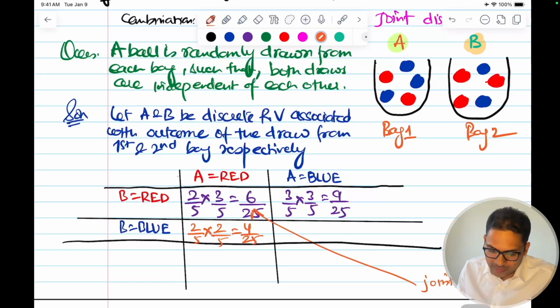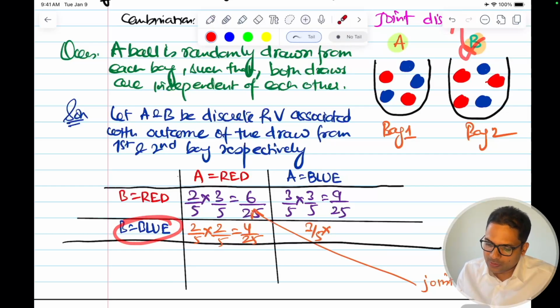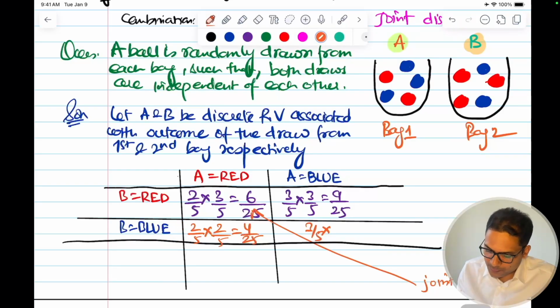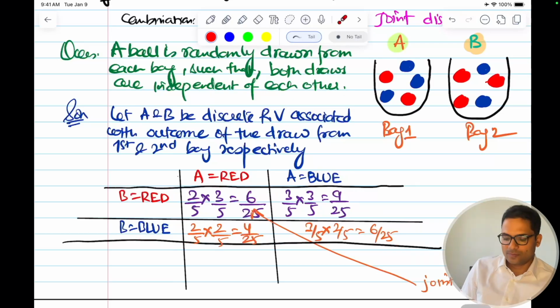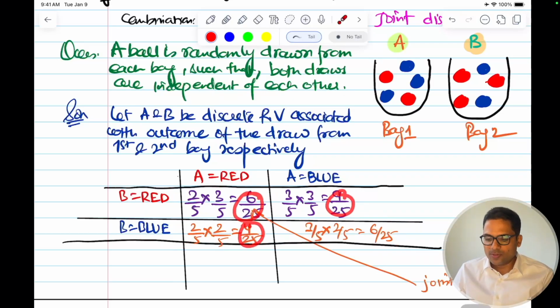Okay. And then, let's say from here, so now we have blue in the first draw. So that is again 3 by 5, into a blue in the second draw. So here it will be 2 by 5. So this is equal to 6 by 25. So these 4 values are my joint distributions: 6 by 25, 9 by 25, 4 by 25, 6 by 25.